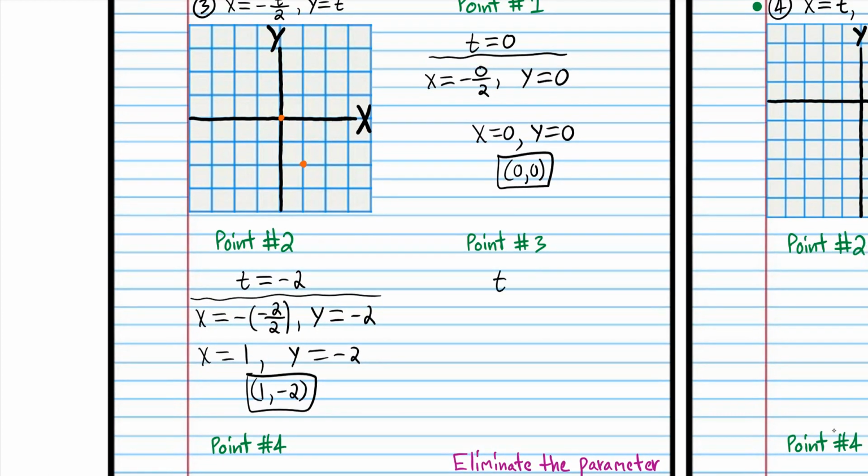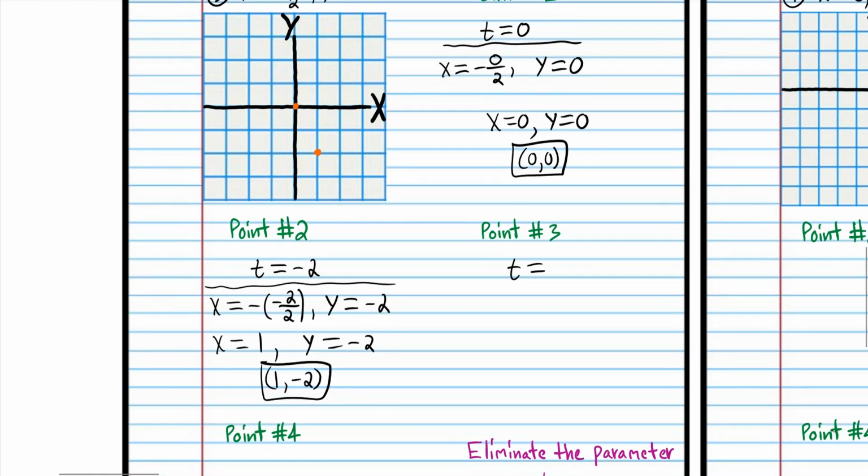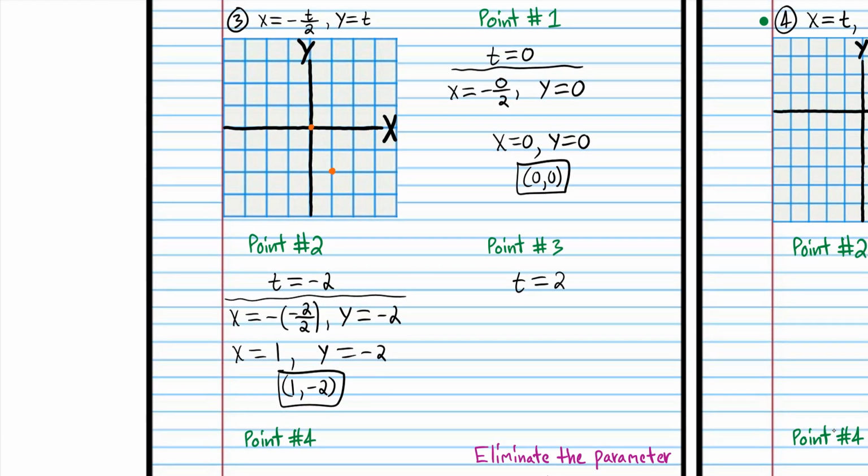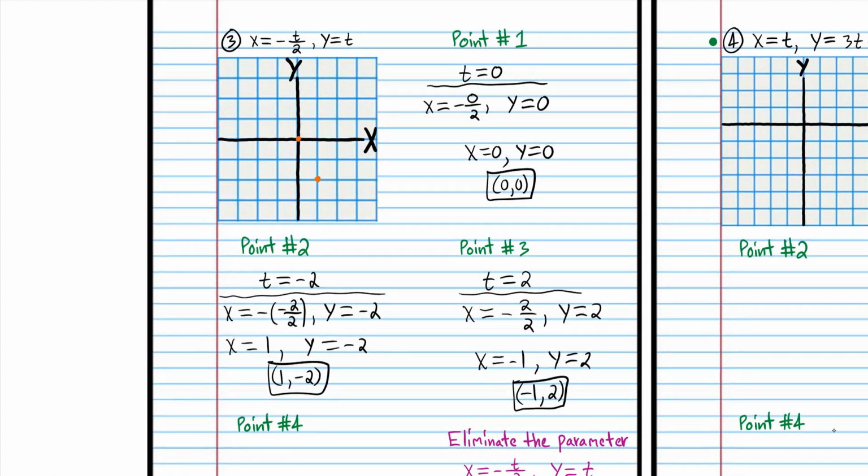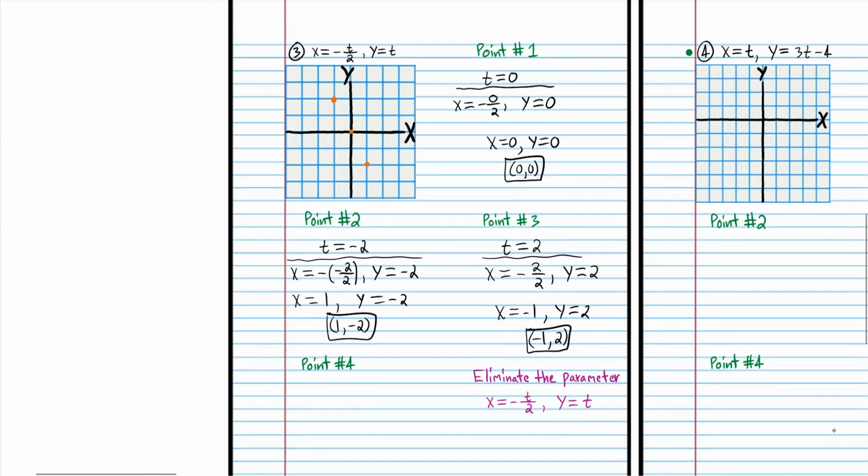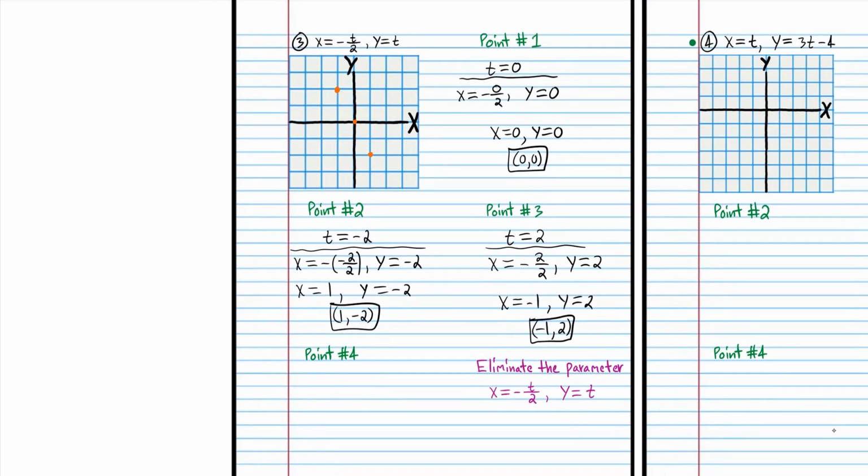And now let's choose t is equal to +2. So now x is equal to -2/2 and y is equal to 2. So x is -1, y is 2. So we have -1, 2. So that point is going to be there. And you can see that this is just going to be a line.